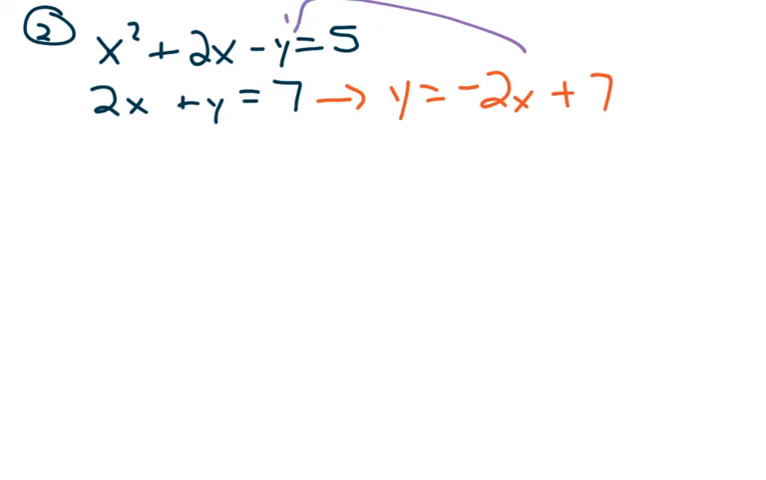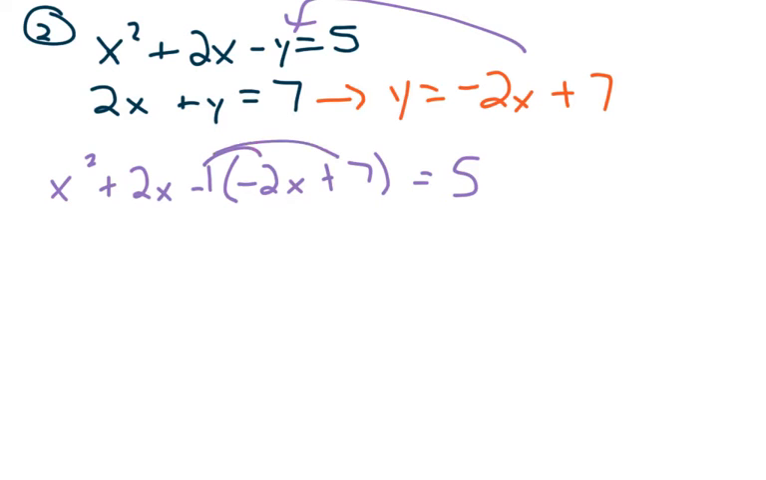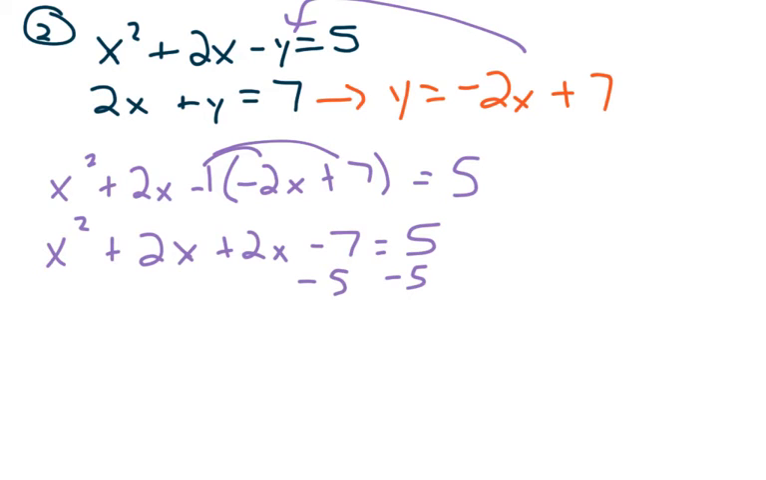Step number 2, plug it into the other one. Okay, so we're going to have x squared plus 2x minus my y value. I know y is negative 2x plus 7, and that is equal to 5. Okay, again, you could distribute a negative 1. x squared plus 2x, negative 1 times negative 2x is positive 2x. Negative 1 times 7 is negative 7, and that's equal to 5. Again, get everything to one side, so we're going to subtract 5, combine those like terms, we'll have x squared plus 4x, negative 7 minus 5 is negative 12, and that's equal to 0.